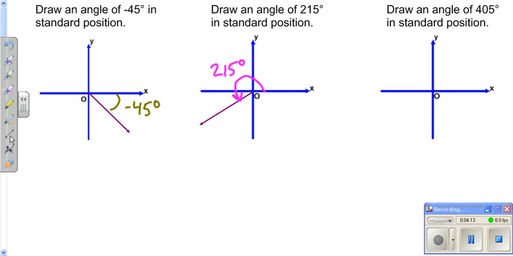Well, let's take a look at the next one here. We have our 405. Well, we're going to have to be here. If we go all the way around once, that's 360. Now, how far beyond 360 is our 405? Well, it's 45 beyond that, so we're going to be up here. So our 405 starts here, goes all the way around, and then comes back to here. This is your 405 degree angle.